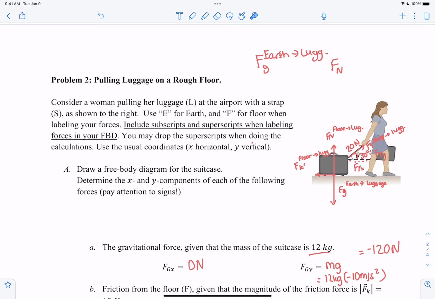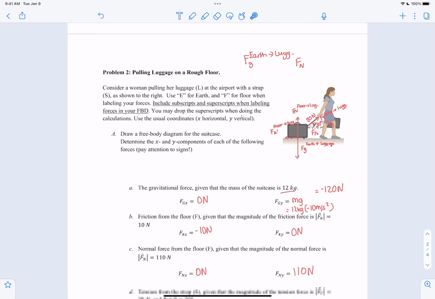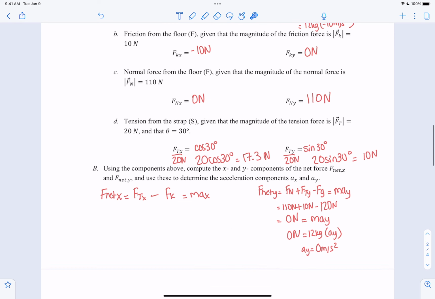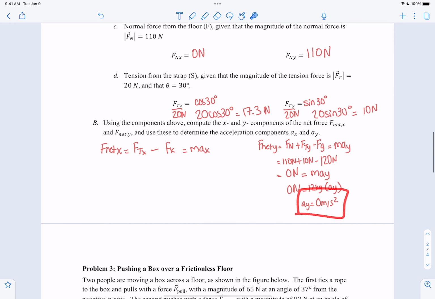But that's another way to figure things out as well. It's not levitating, it's not sinking to the floor, so there's probably not going to be a net force in the y direction, according to the details of the problem, because it just says that she's pulling her luggage on the floor. So that's a little bit of intuition that would help you confirm that your answer here is correct. So it's also a sanity check as well.